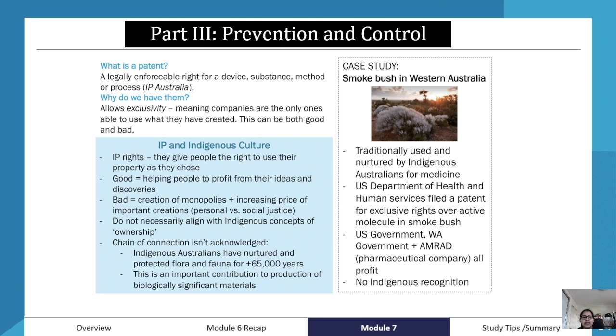A case study is the smoke bush in Western Australia. It is traditionally used and nurtured by Indigenous Australians for medicine. The US Department of Health and Human Services filed for a patent for its exclusive rights over the active molecule in smoke bush, and they actually got that patent. So the US government, the Western Australian government, and also a pharmaceutical company all profit from this patent, but the traditional owners who have used it and nurtured it do not get any recognition.